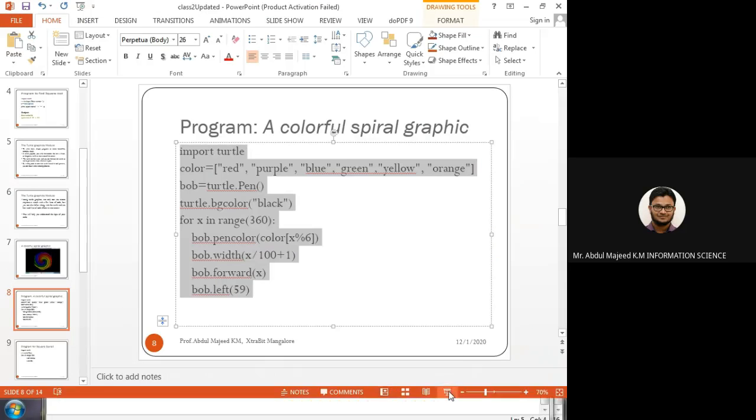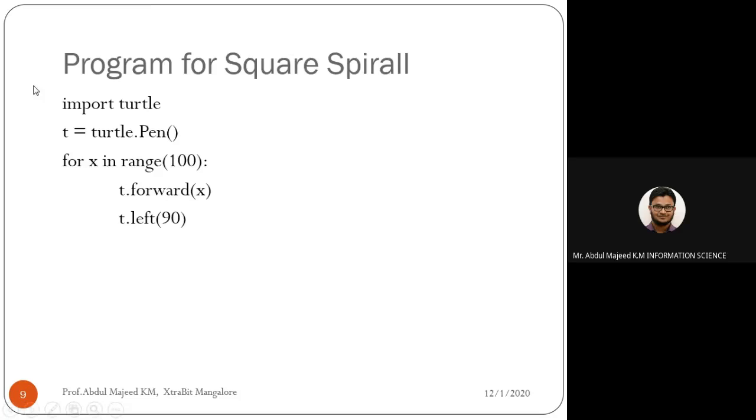So we can have one simple program for a square spiral. Let us use import turtle. Then we are creating t as an object, turtle dot pen. You can call turtle dot pen, or you can call turtle dot turtle, no problem. It creates a turtle object. Then we want to repeat these two statements, forward and turn left 90 degrees, 100 times. So we are using a loop.